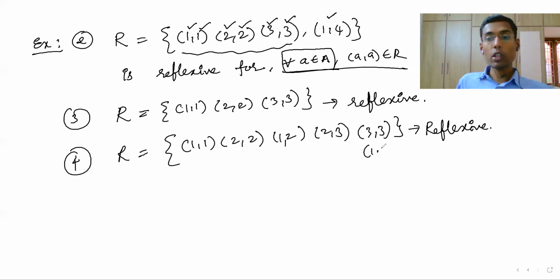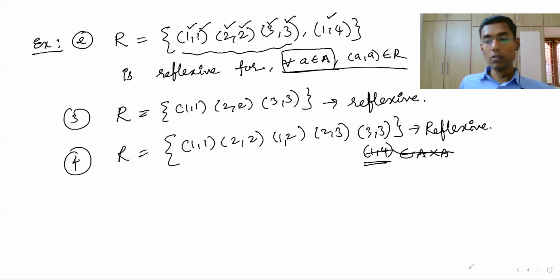If I write (1,4) here, is it reflexive? Yeah, it's still reflexive. Why? (1,4) is not, no, this is not a relation, no? Not A cross A, no? On A, so only 1, 2, 3 elements are there. Yes, sir, you have to check that. This is not a relation from A to A, actually. If you write (1,4), then it will not be a relation from A to A.